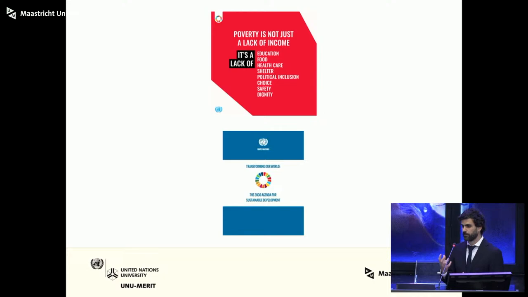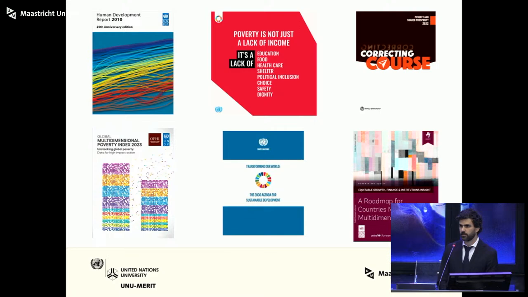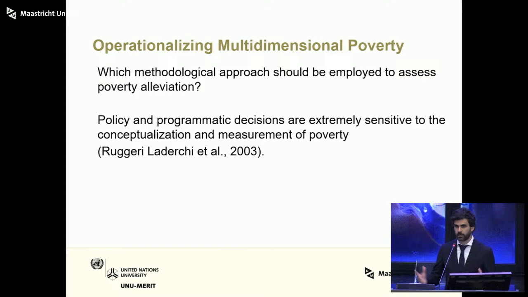For example, here you see in the top picture that the UN Sustainable Development Goals is using a very similar definition to the one I provided before, based on a quote from Amartya Sen, who is the one that introduced the capability approach. We also see multidimensional poverty and the capability approach reflected in the UN Human Development Index, and in the Multidimensional Poverty Index. We see even the World Bank now using its own multidimensional poverty measure. So it's becoming increasingly integrated in the policy debate.